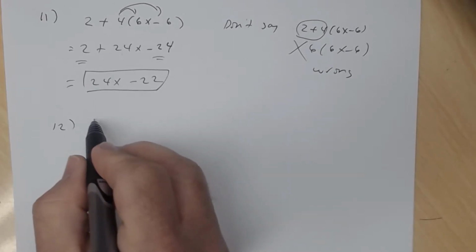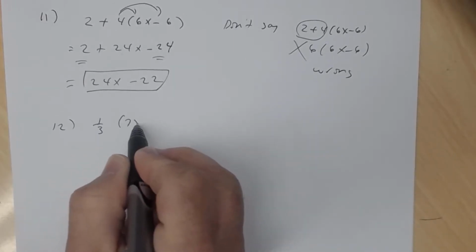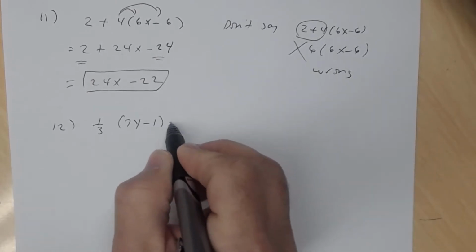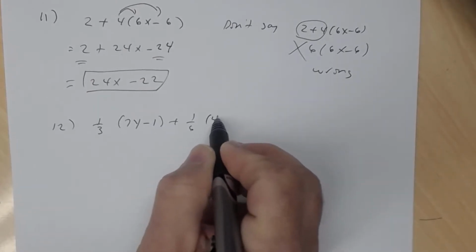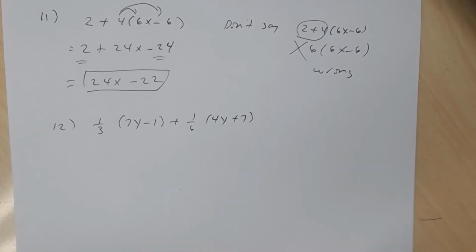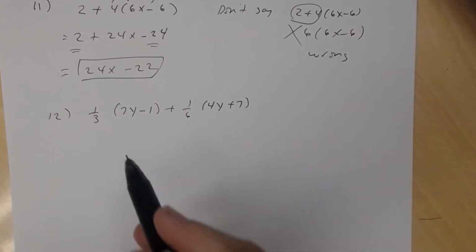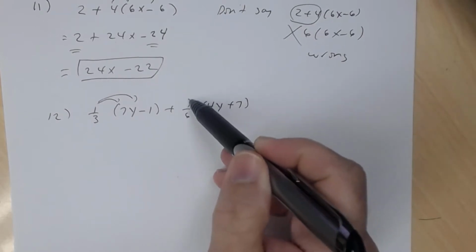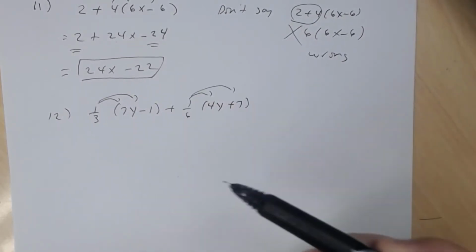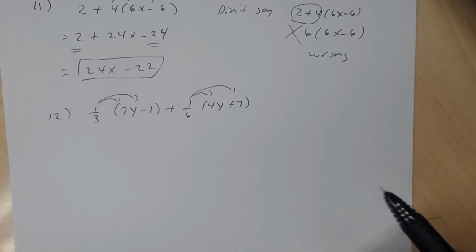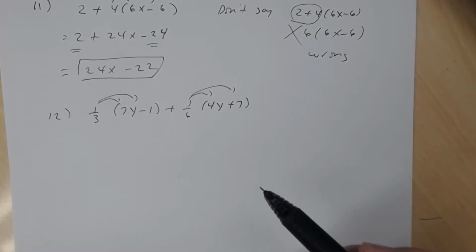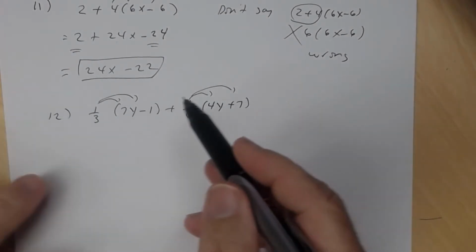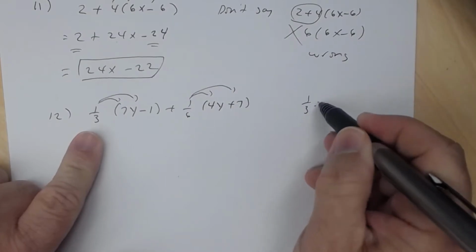All right, let's do a few with fractions in it. So suppose we had 1/3 times 7y minus 1 plus 1/6 times 4y plus 7. In this case, we're going to distribute the 1/3 here. And over here, we're going to distribute the 1/6. So don't let the fractions throw you off. You do have the calculator for one thing, but you do have to remember how to deal with fractions from a previous course. So we have 1/3 times 7. So remember what 1/3 times 7 means.